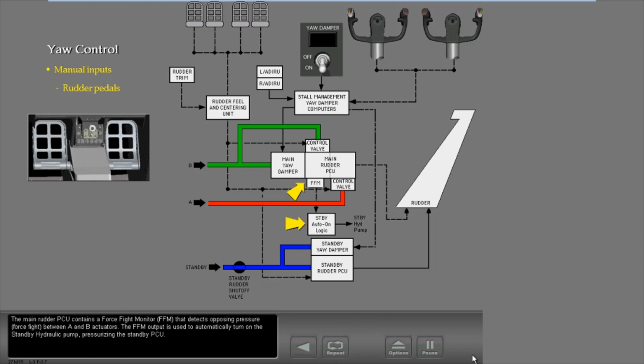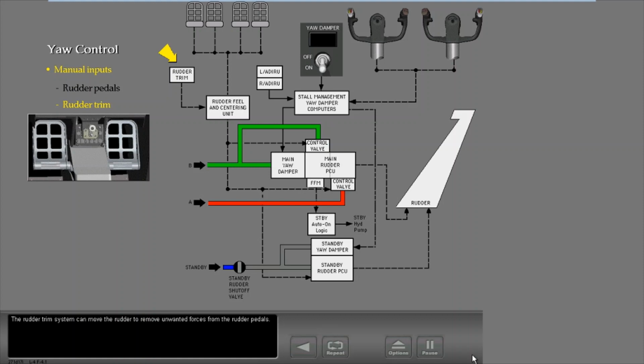The main rudder PCU contains a force fight monitor, FFM, that detects opposing pressure force fight between A and B actuators. The FFM output is used to automatically turn on the standby hydraulic pump, pressurizing the standby PCU.